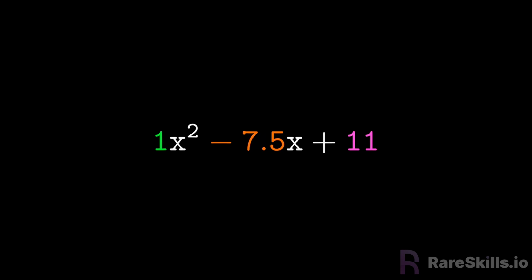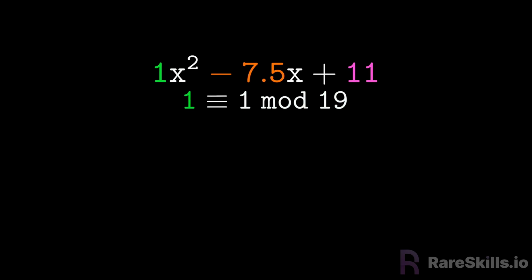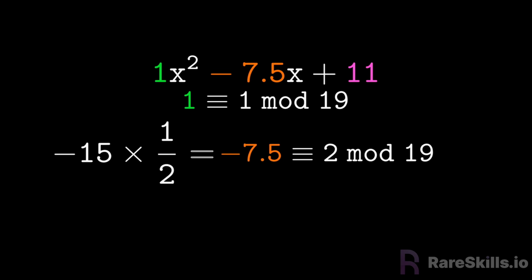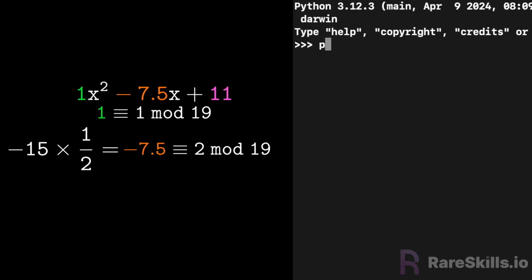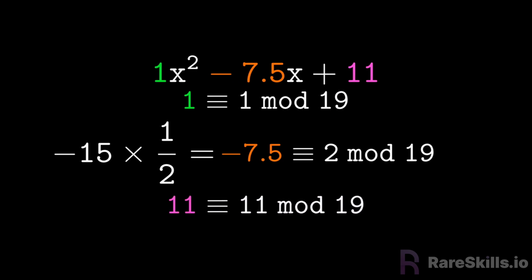Recall that the original polynomial is x raised to the power 2 minus 7.5x plus 11. The congruent equivalences of the polynomial coefficients are 1, 2, and 11. 1 is congruent to 1 modulo 19, negative 7.5 is congruent to 2 modulo 19. We can compute negative 7.5 as negative 15 times the multiplicative inverse of 2. Let's go back to Python now to verify this. And 11 is congruent to 11 modulo 19.